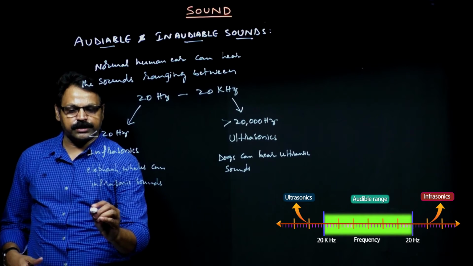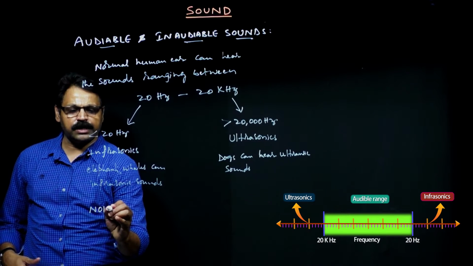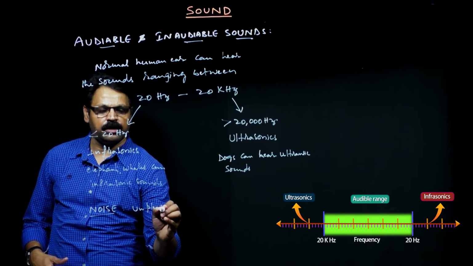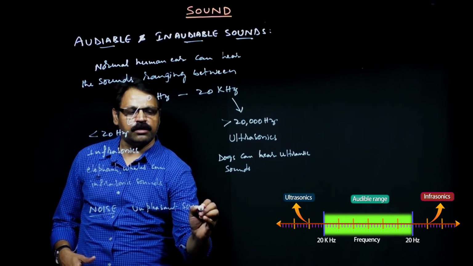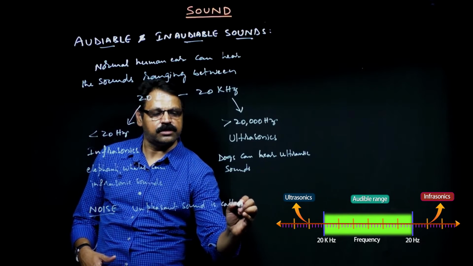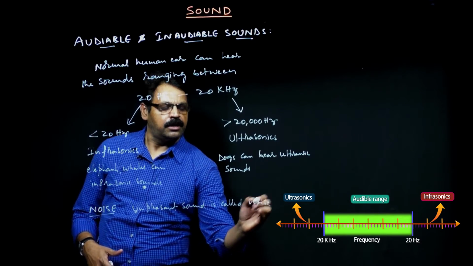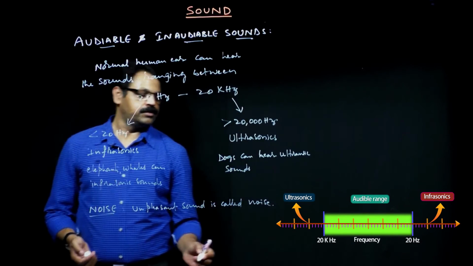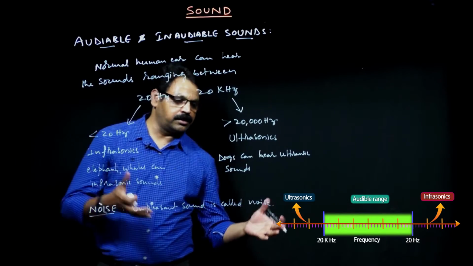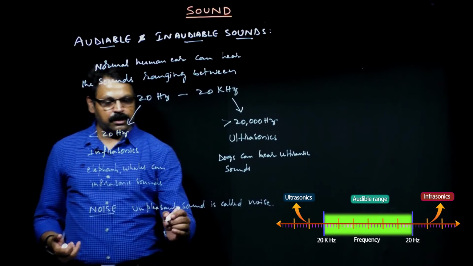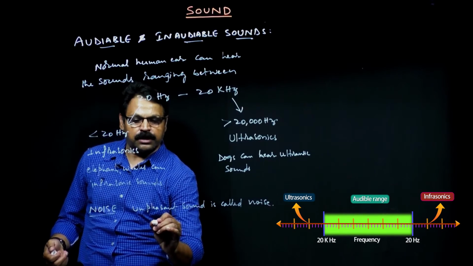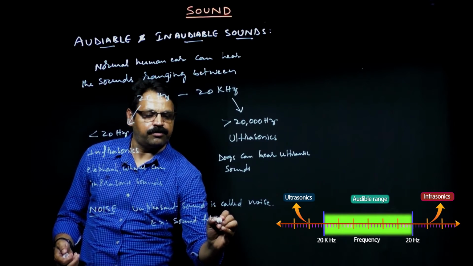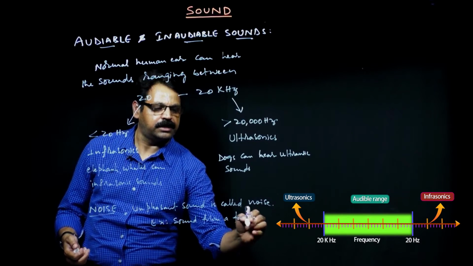So we have noise. What is noise? Noise is nothing but unpleasant sound. Any unpleasant sound is called noise. As an example, the sounds coming out of a factory, the sound coming out of drums which are not pleasant, sounds coming out of utensils in a kitchen, all these things are unpleasant. So you call them noise. For example, I can call the sound from a factory a noise.